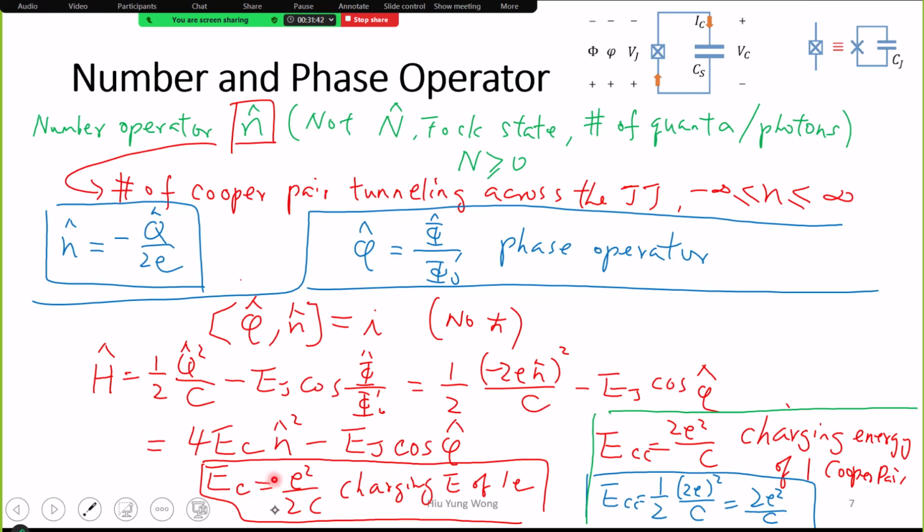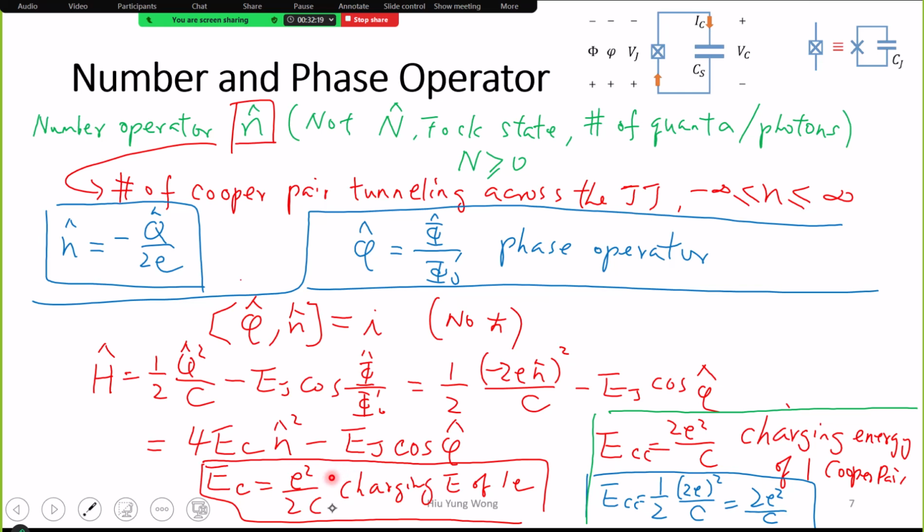Right, this is EC. It's the charging energy of one electron. If you put one electron across a capacitor, what is the energy? 1/2 times e squared divided by C. Okay, don't look at this yet. Is this clear now? Sorry for the mistake, but this is the charging energy of one electron. Any question? No question?